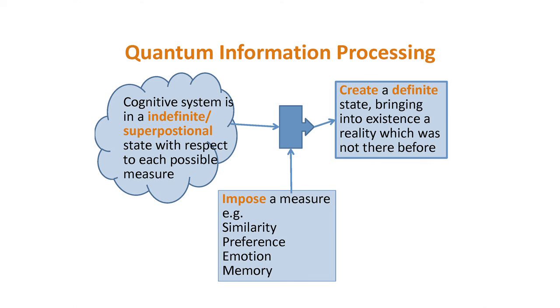But in a quantum information processing paradigm, we are in this indefinite superpositional state. And we impose those kinds of measures which can create and construct a reality. So it creates a definite state, bringing to existence a reality which was not there before. And based on the measurement, based on whether it's compatible or not, which I will talk about later in my example, the order of measurement also matters.